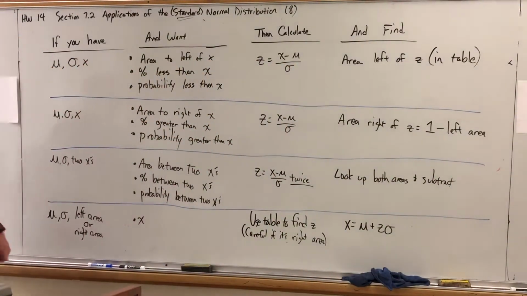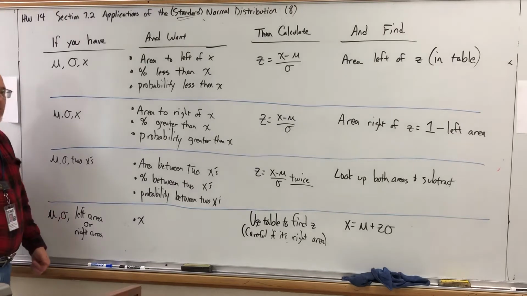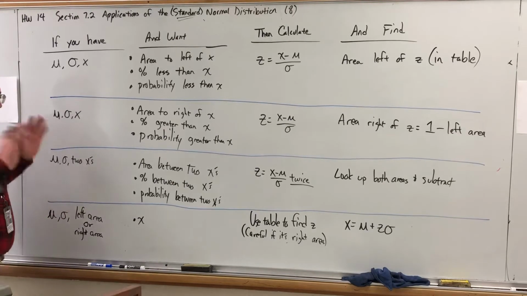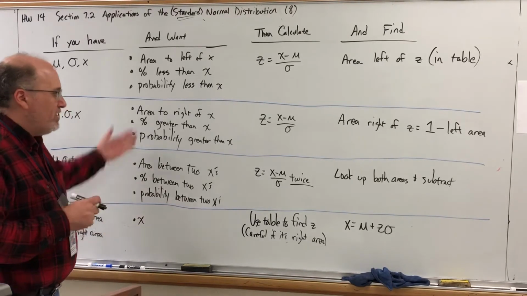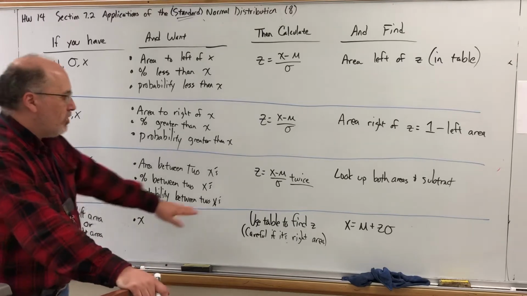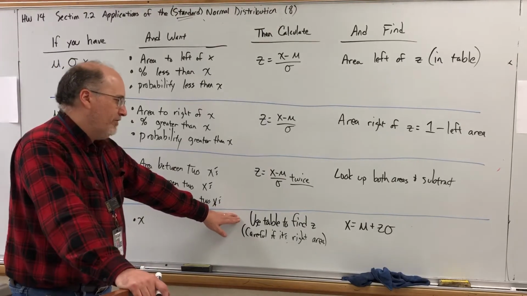And then the last one we did is what I call a backwards z problem, where you're given a mean, a standard deviation, and either a left area or a right area. So you're starting with the percent already. And you want to know what's the measurement that cuts off that percent. Well, this one you have to work backwards. So you start with the area and use the table to find the z.